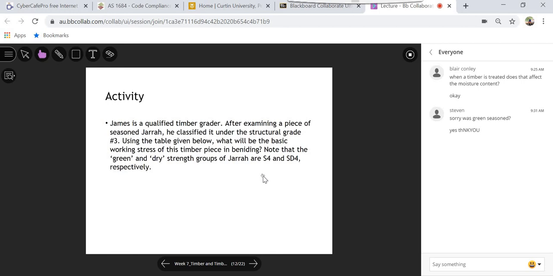When timber is treated, does that affect the moisture content? This is what we do. We treat timber in order to minimize moisture absorption. So we can treat timber to reduce the absorption of moisture. Is that what you expected, Blair?